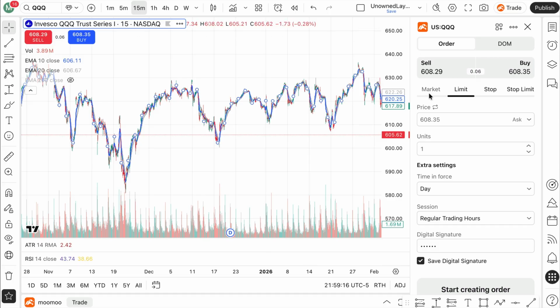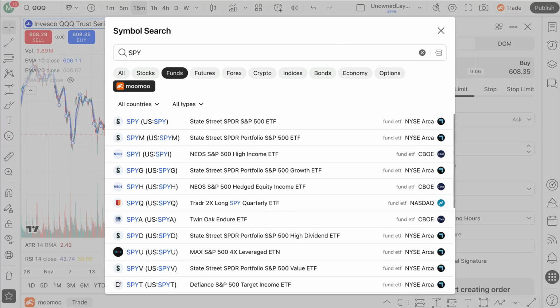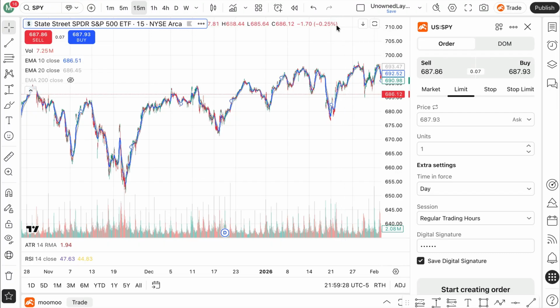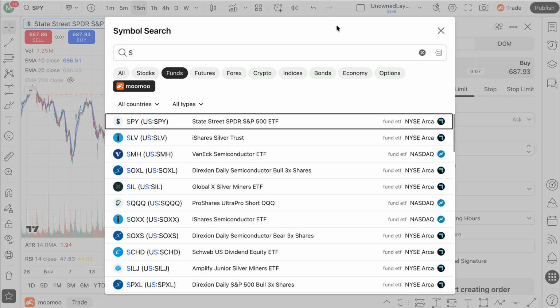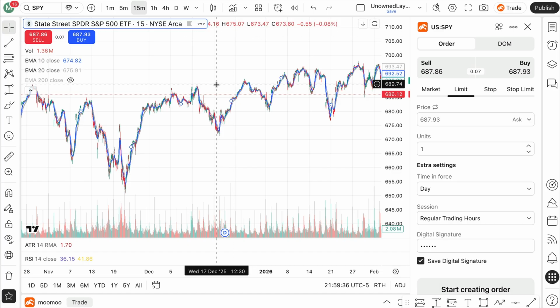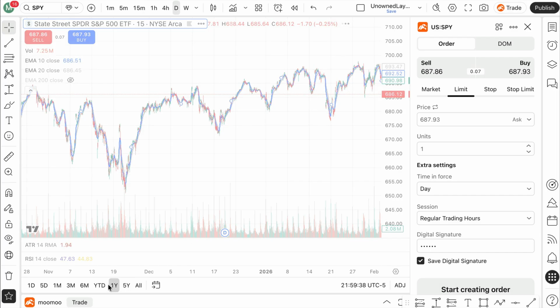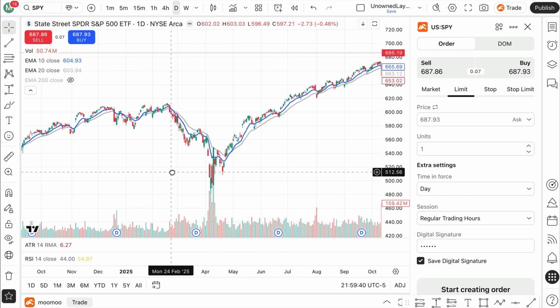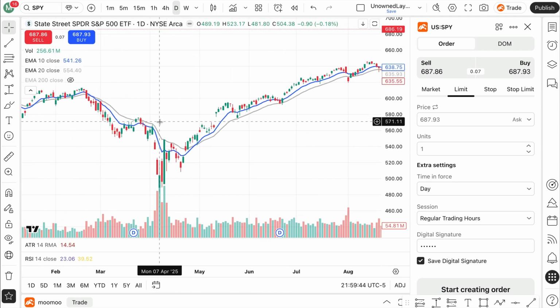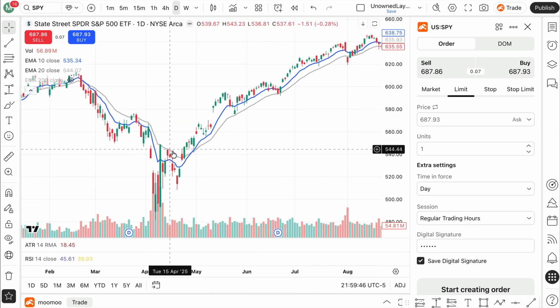Let's go look at SPY. What I like about TradingView is you just start typing, and it'll bring up the ticker that you want. So you just type SPY. And let's go back over the course of this last year. You can see when the tariffs hit in April, roughly.